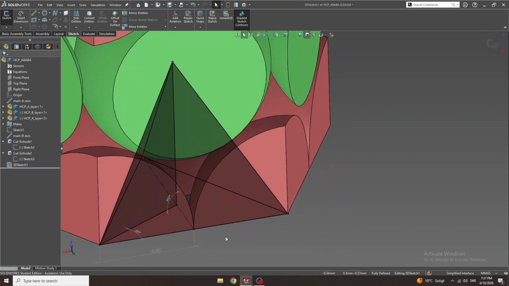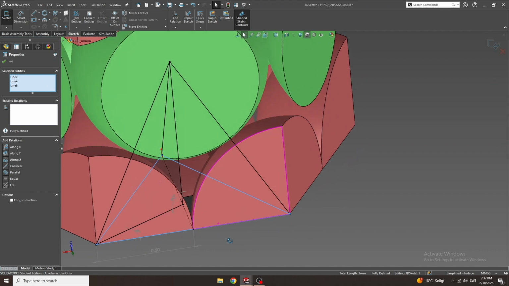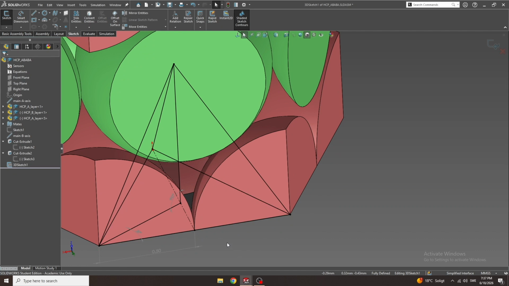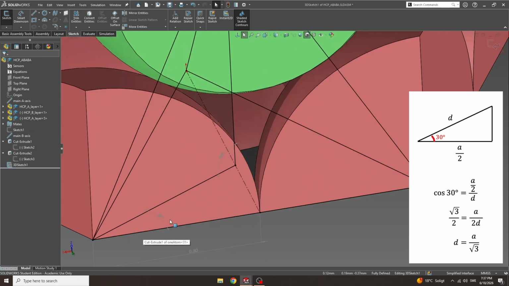You can see here, and here you can see the distance between the neighboring atoms, A. In my model, I have set A equal to 1 millimeter, and the angle between each 1 millimeter A side is 60 degrees, and the angle between A and half of A is 30 degrees. So A and A is 60, and this is 30.